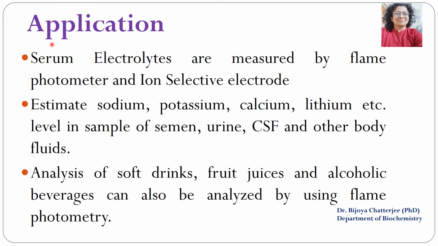The applications of flame photometer include measurement of serum electrolytes. Serum electrolytes can be measured by both flame photometer and ion selective electrode. Ion selective electrode has already been discussed, the link of which I shall provide. It also estimates sodium, potassium, calcium, lithium, magnesium, etc. in samples of semen, urine, CSF, and other body fluids. The analysis of soft drinks, fruit juices, and alcoholic beverages can also be done using it.